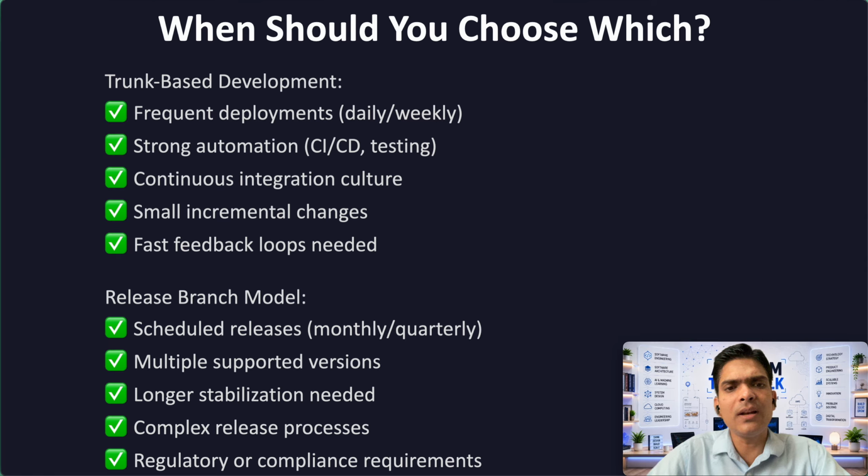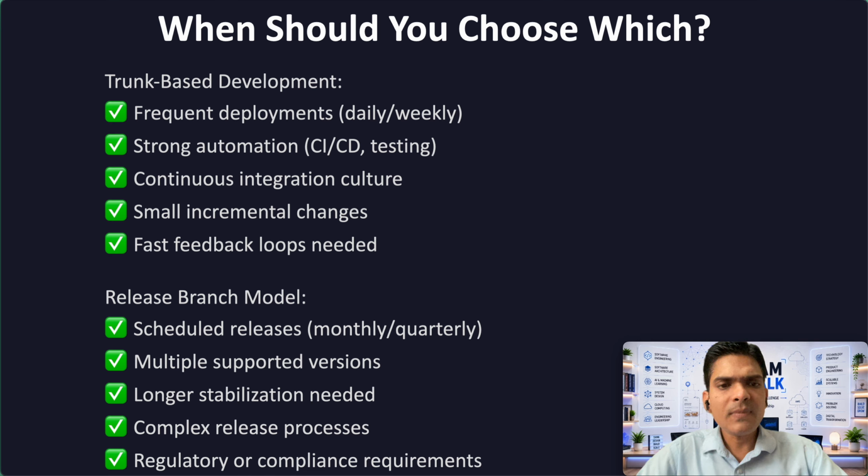Choose the release branch model when you have scheduled releases, a monthly or quarterly release cycle, multiple supported versions, a need to maintain different versions, longer stabilization, a dedicated testing time requirement, a complex release process, coordination across teams or systems, regulatory or compliance requirements, and a controlled release process.